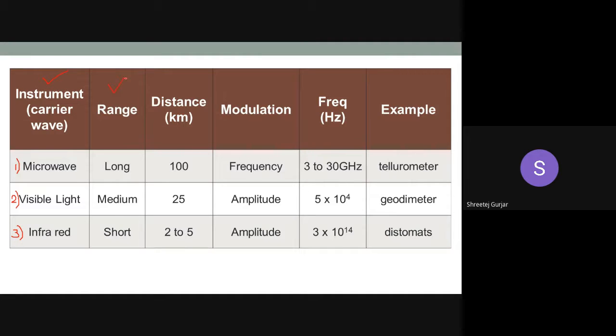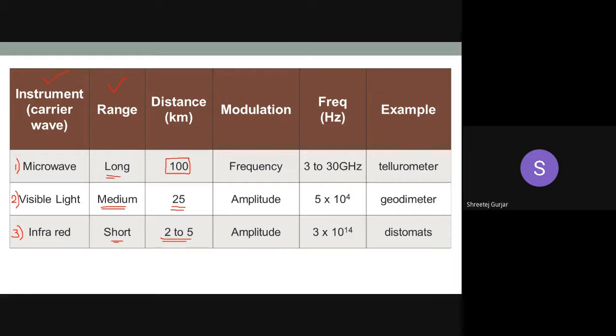Then coming to the range of these instruments, you can see microwave is a long range instrument, which will go to a distance of 100 kilometers. Whereas visible light is a medium range instrument. It covers up to a distance of 25 kilometers. Similarly, infrared is short. It covers hardly 2 to 5 kilometers. So this is the range or distance in kilometers of these instruments.